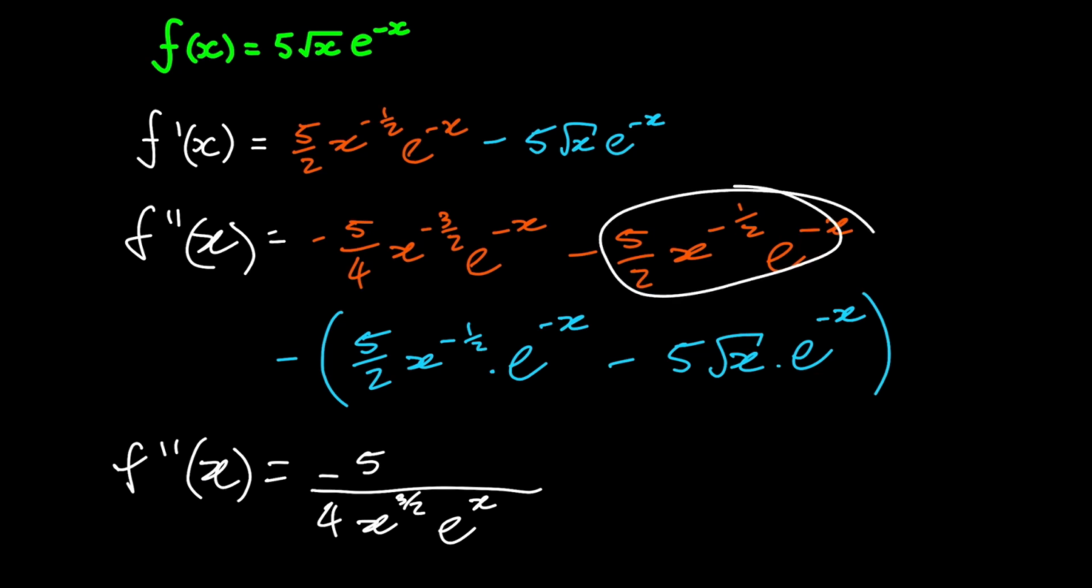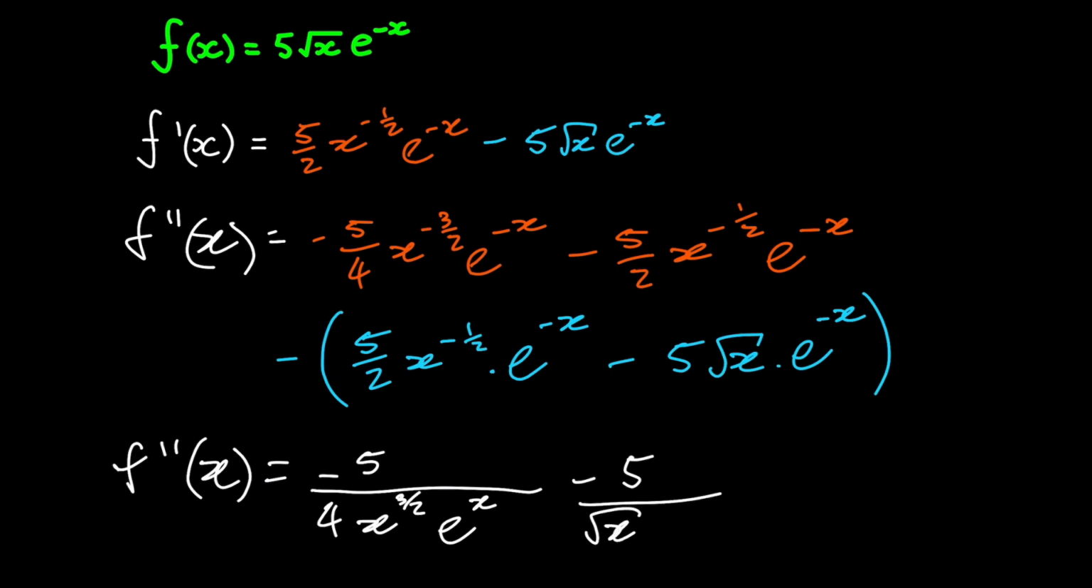All right, now this term is the same as this term, so we can simply subtract them from each other. And what I mean by the same as is that our x's are to the same degree, and our e is also raised to the negative x in both of them. So negative 5 over 2 minus 5 over 2 is just going to be minus 5. So we have minus 5 over the square root of x, and that's because x to the power of negative 1 over 2 goes into the denominator as x to the power of 1 over 2, and x to the power of 1 over 2 is the same as the square root of x.